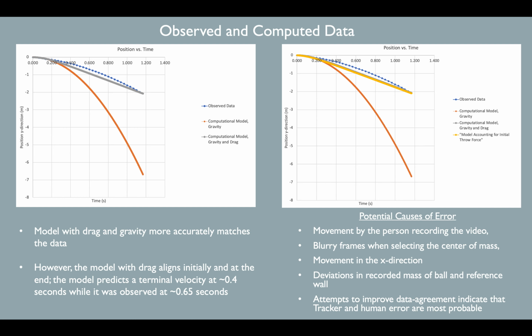This graph shows that this does not improve data agreement, so the cause of error is most likely from human and tracker error. Movement by the person recording the video and blurry frames when selecting the center of mass on tracker may have skewed the observed data. Additionally, the ball did move in the x direction, indicating a cross-directional force, potentially from environmental factors such as air conditioning. There may have been deviations in the measured mass of the ball and the length of the reference wall as well, which may have skewed the observed data on tracker.